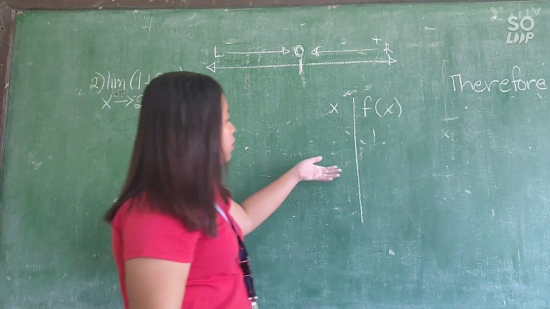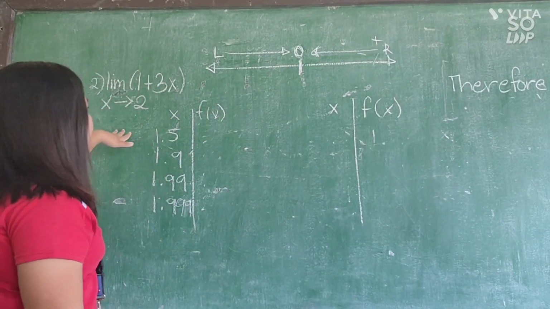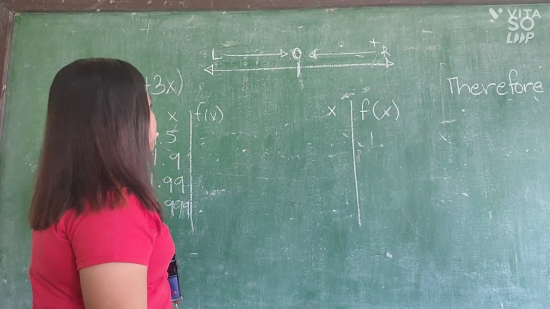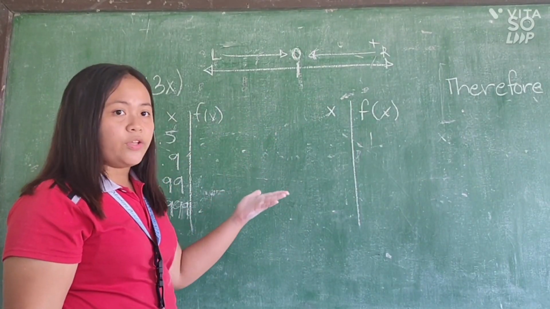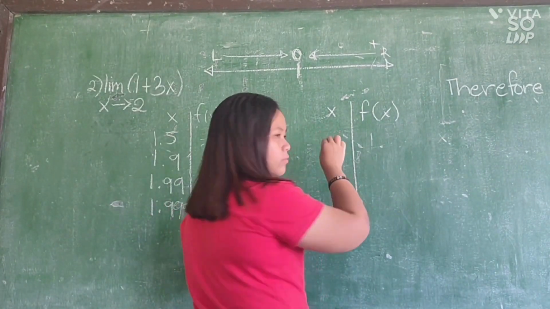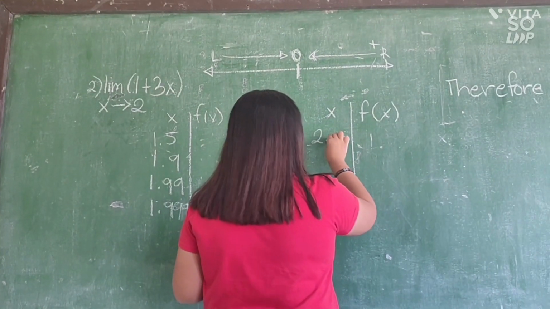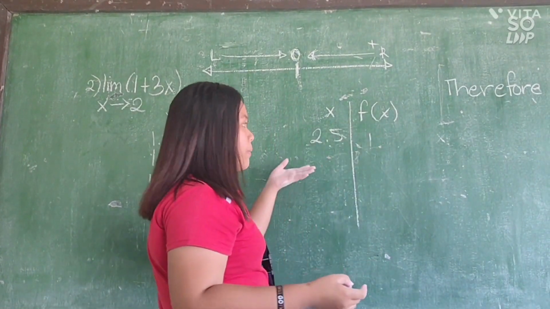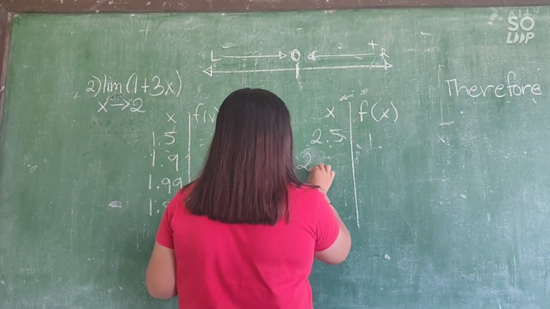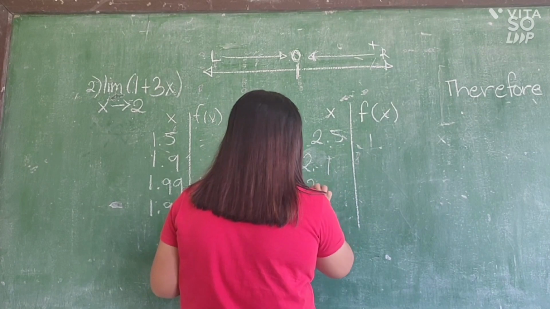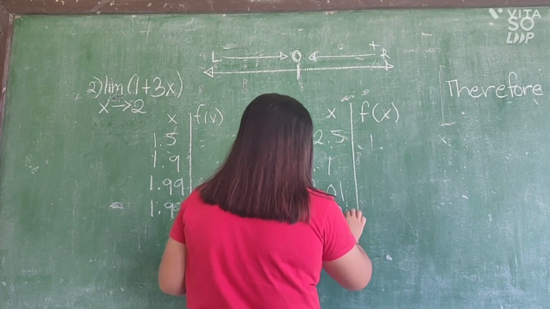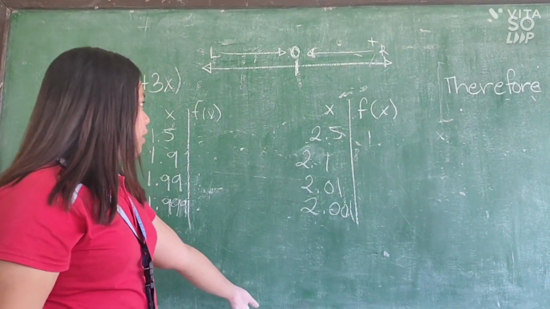So ating from the right naman, as x is 2, approaching from the right, ang ating number dun is plus 0.5 naman siya. So, 2.5, hanggang sa pababa na siya. So, 2.1, 2.01, and 2.001. So, ito ang ating mga x.